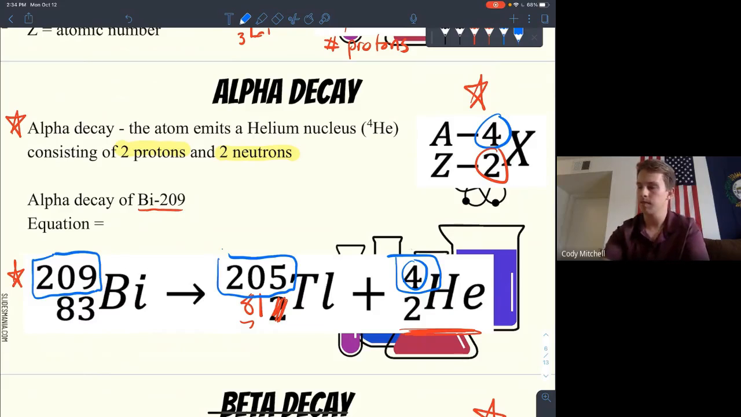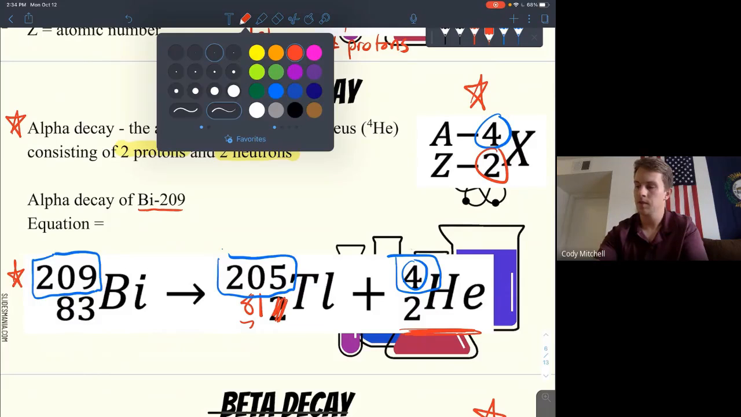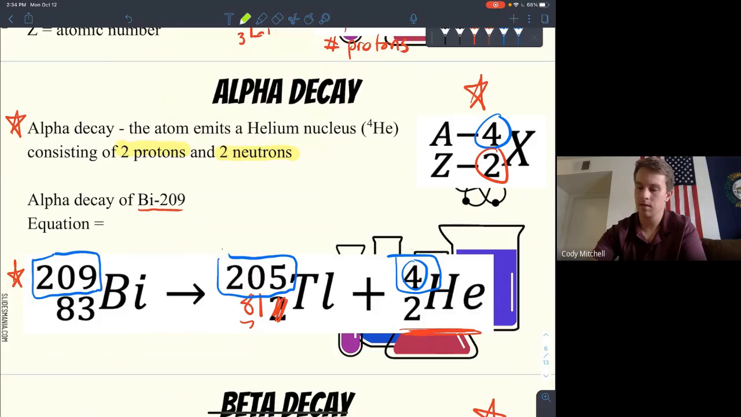So that adds up. On the bottom, 83 on the left. 83, my atomic number on the left. So on the right, it has to add up to 83. I've got 81 with my lovely typo and 2. 81 plus 2 is 83.